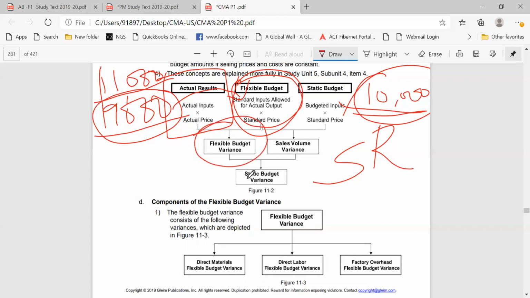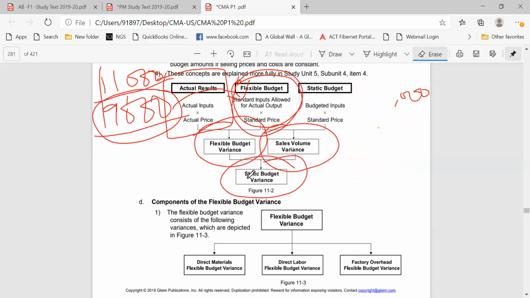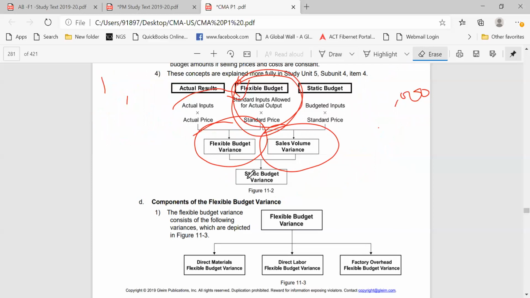Now the other way around, you have a sales volume variance. That's also coming down the line, in subunit 8 it would be there. Then you have your static budget variance. Static budget variance is the sum of flexible budget variance and the sales volume variance. I hope you guys have got clarity here. If you have any questions, you can reach out to me anytime.